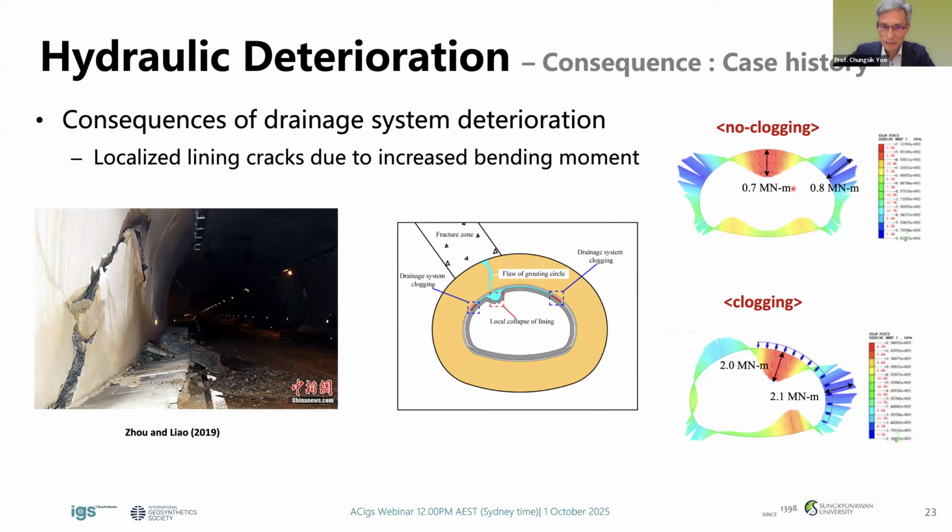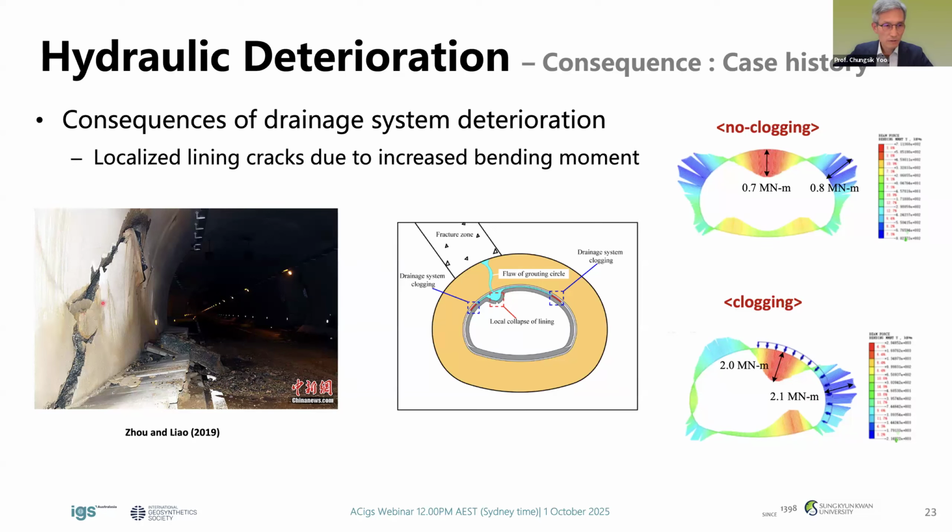And also this is a numerical simulation for no clogging and with clogging for a particular clogging scenario. You can see that lining bending moment increases 3 times more than no clogging when we have clogging here. Okay, so this is 0.7 meganewton meters. But when the drainage system is clogged, lining bending moment increases to 2.1 meganewton meters. So what is the consequence?